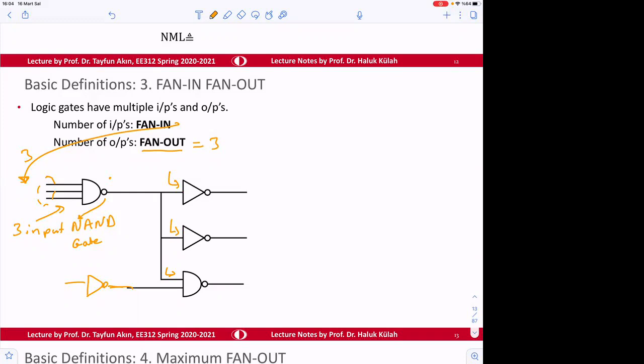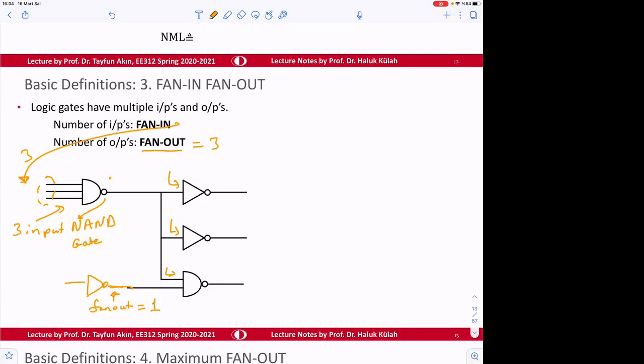Because in the logic circuit, there will be some other circuitry providing the input to here, because that's going to be a logic gate. So that's how it's counted. For this one, fan out is equal to 1 because it's only connected to 1, for example.